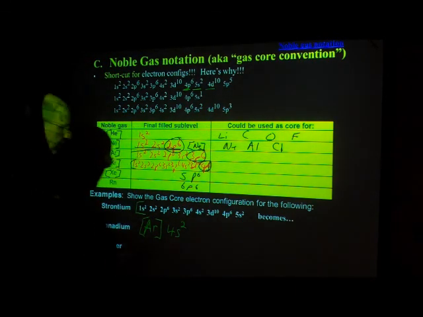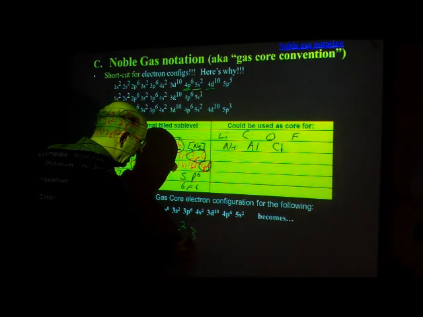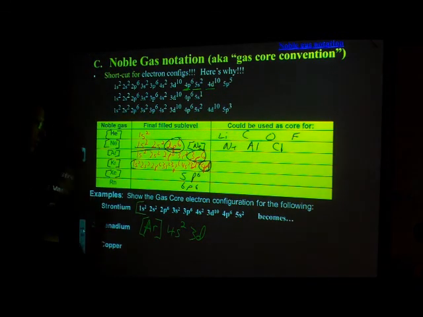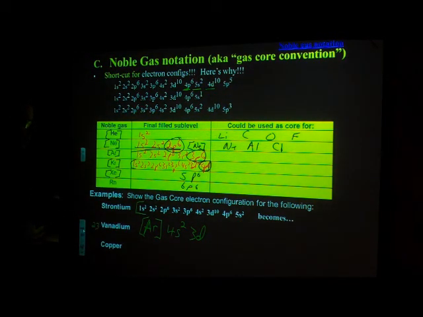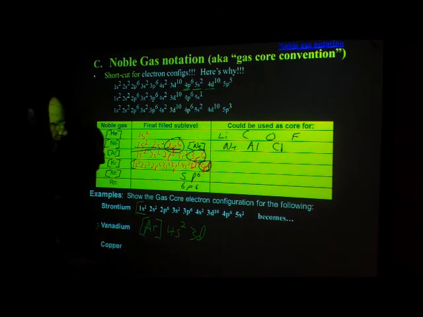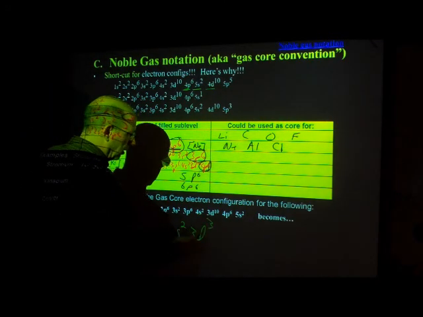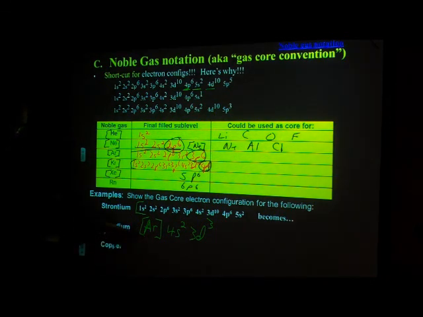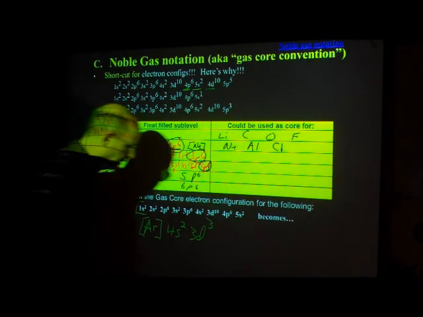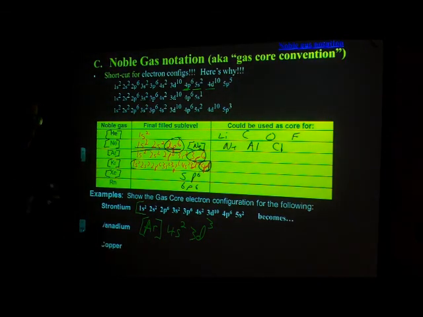Okay, so after the 4s comes the 3d. We still need 3 more electrons. Can the 3d hold 3? Yep. 3d can hold 10. So we only need 3, so we're done. Argon core, 4s2, 3d3. All right, so I said we're going to try and tackle 2 concepts today.